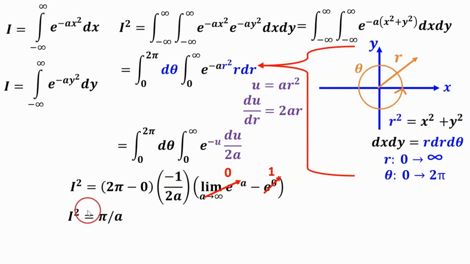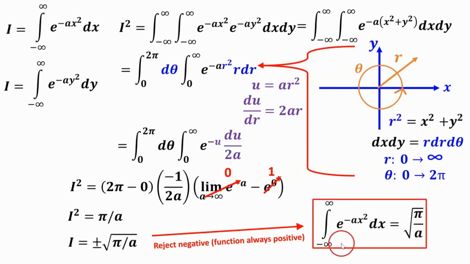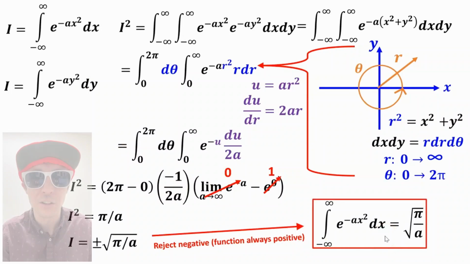See that? We don't care about I squared. We want I, so we'll take the square root. We're left with this choice, plus or minus the square root of pi over a. And we're going to reject the negative sign because our function is always positive, so our area under the curve will be positive. That gives us our integral in all its glory.